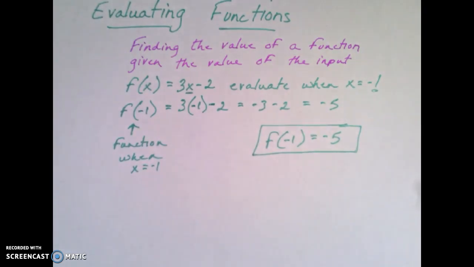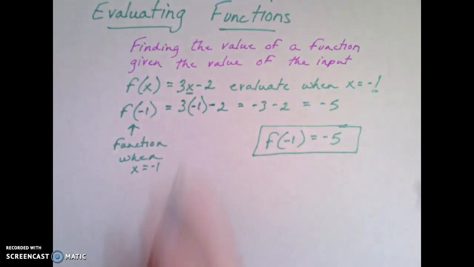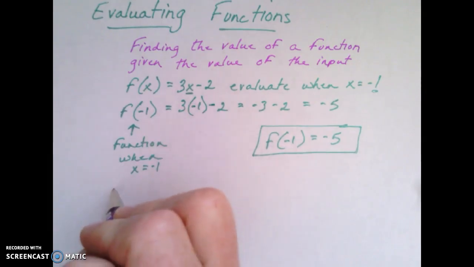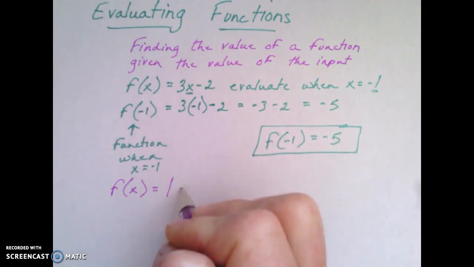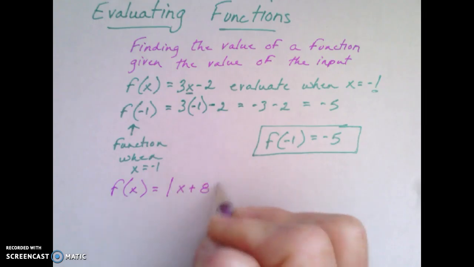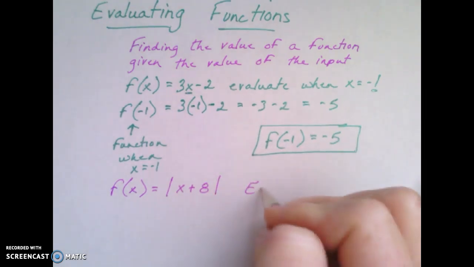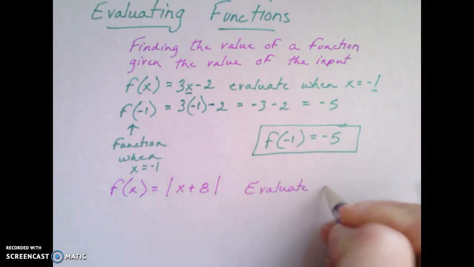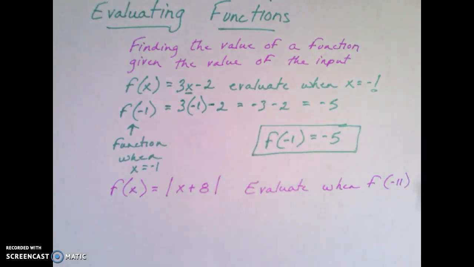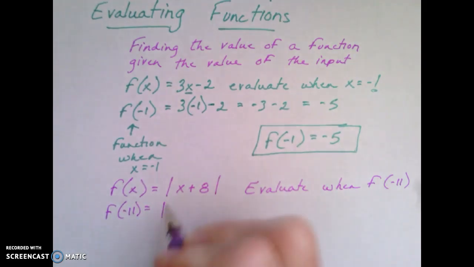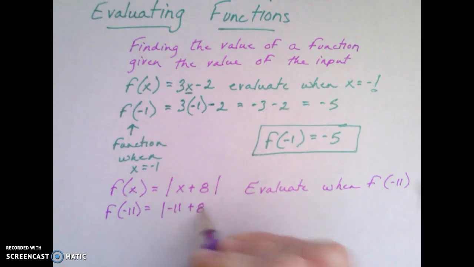We can also do this with absolute value functions. So let's go ahead and take a look at another example, and this example deals with absolute value. So we have f of x equals the absolute value of x plus 8, and we want to evaluate when we have f of negative 11. So that means that x is negative 11. So f of negative 11 equals the absolute value of negative 11 plus 8.